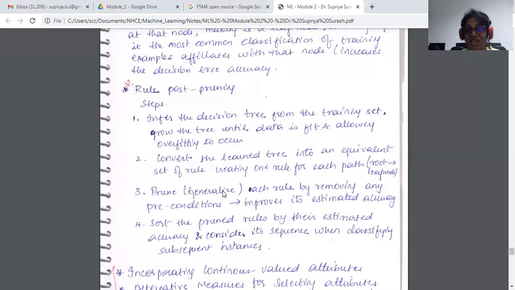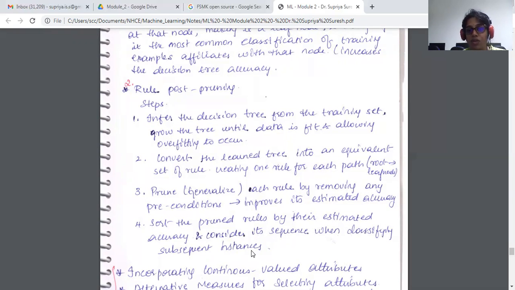Prune, basically generalize each rule by removing any preconditions. If there are any preconditions existing in that, I will just remove them. I do not need them. It improves the estimated accuracy. If there are any preconditions required, I keep them. While constructing this node, if there is any related data, it will try to generalize it.